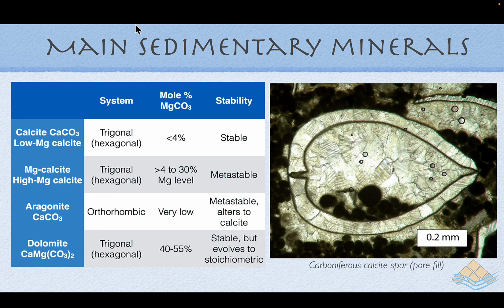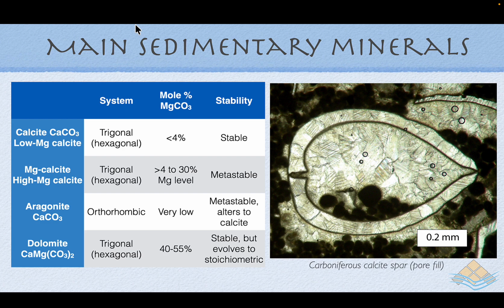These are the four main minerals we see in the marine realm: calcite, magnesium calcite, sometimes called high magnesium calcite, aragonite, and dolomite. They have differing crystallographic systems. They have differing levels of magnesium carbonate. Low magnesium calcite is typically defined as that which contains less than 4 mol% of magnesium carbonate. High magnesium calcite contains between 4 and 30% magnesium. Aragonite, once again, has very low levels of magnesium. And dolomite, as we discussed before, in sedimentary dolomites ranges between 40 and 55 mol% magnesium carbonate.